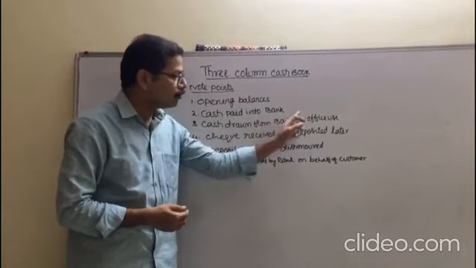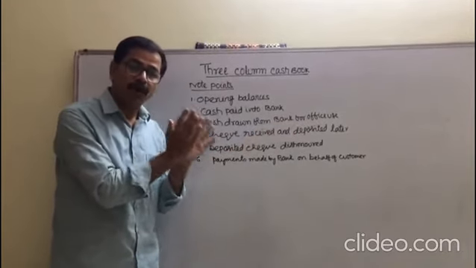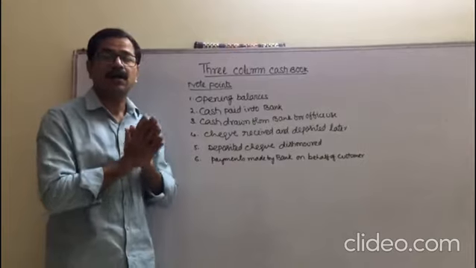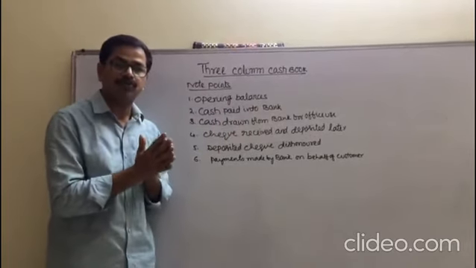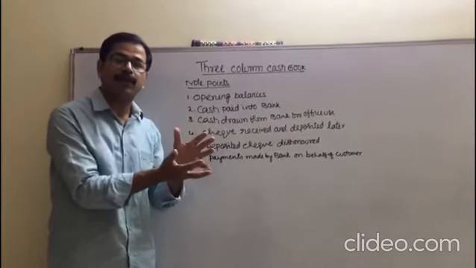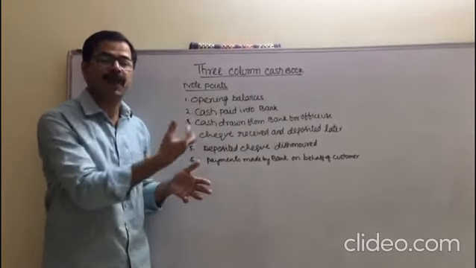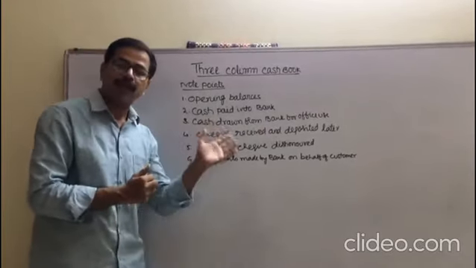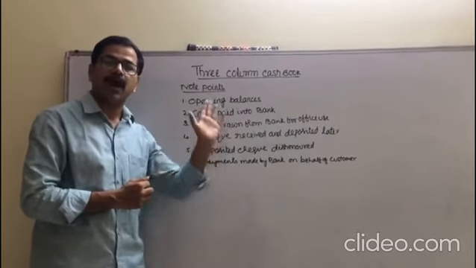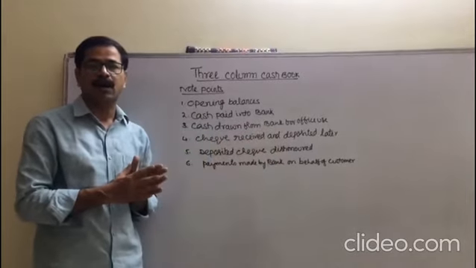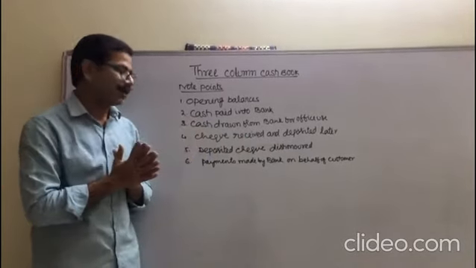And cash drawn from bank for office use is a contra, only for office use, not for personal use. When cash is drawn from bank for office use, the entry will be cash account debit to bank, which is a reverse posting of cash paid into bank. So cash account debit to bank means on the receipt side in the cash column, and on the payment side in the bank column. In the LF columns you should write contra.